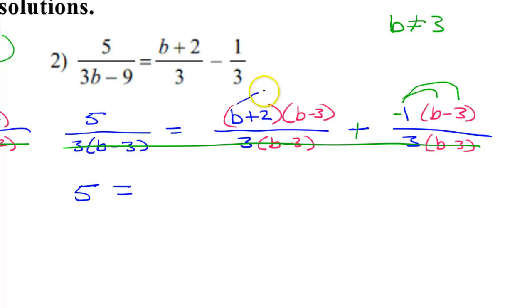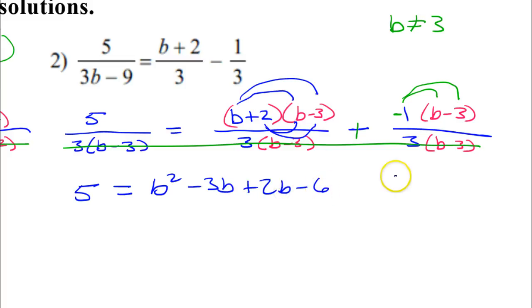I'm going to go ahead and double distribute right here like you do. So b times b, that's b squared. B times negative 3, that's negative 3b. 2 times b is 2b. 2 times negative 3 is negative 6.